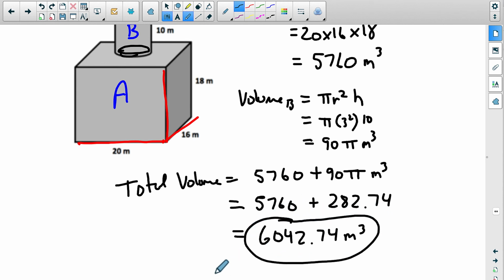Alright, there you go people. That's how you do composite shapes. Just break them up if necessary and find the volume of each different shape and add them together.